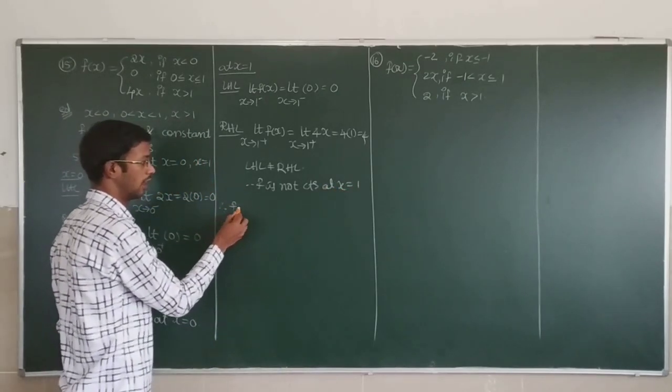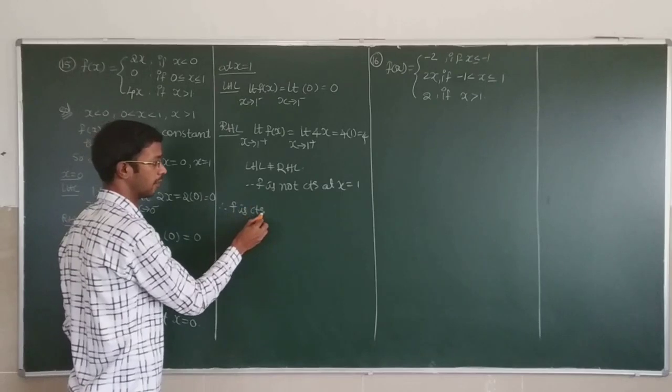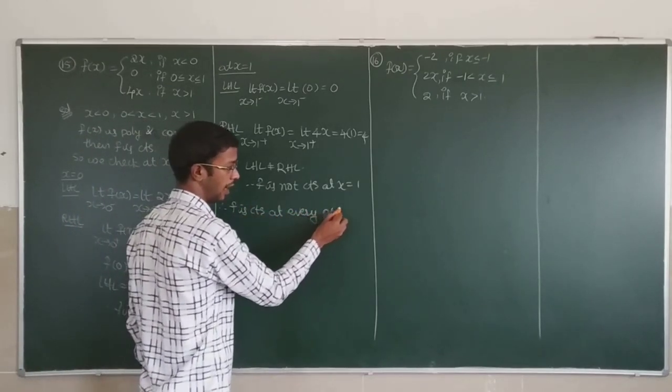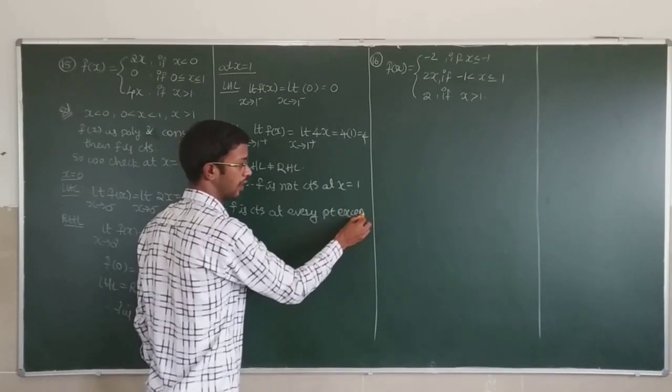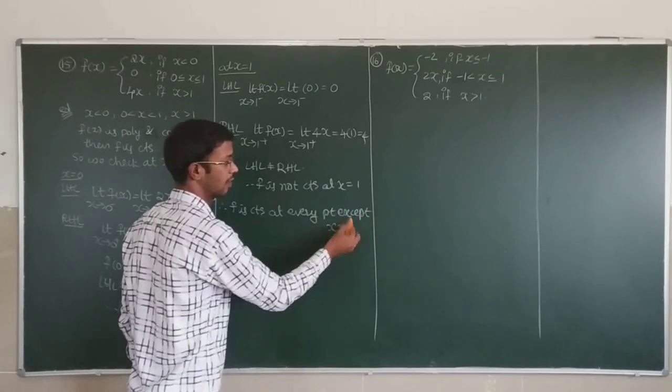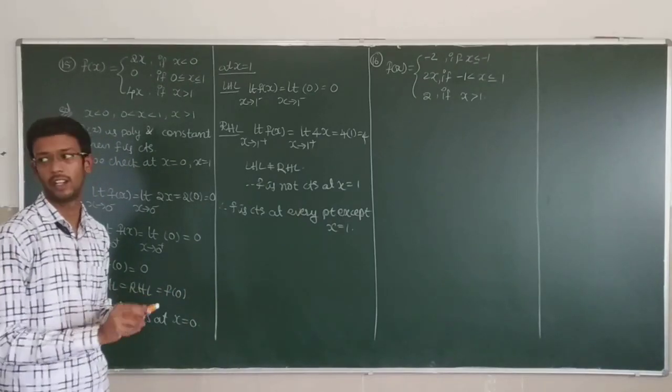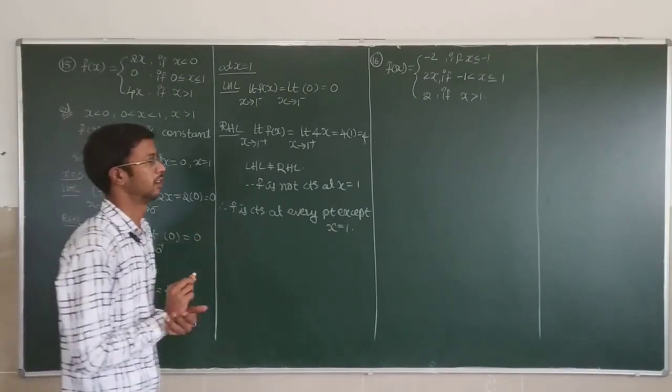Final conclusion: f is continuous at every point except x = 1. Why are we writing this? Because the question asks to discuss the continuity, so for continuity purposes we have to discuss it here.